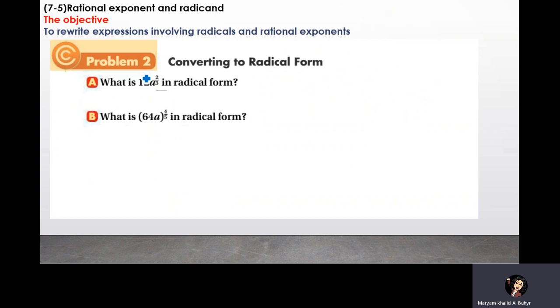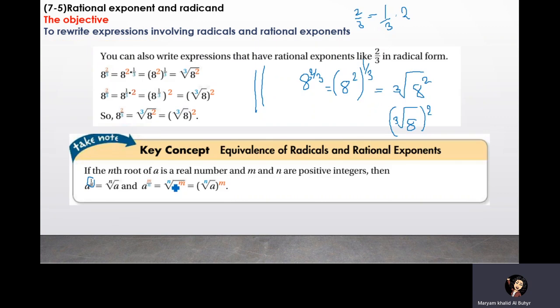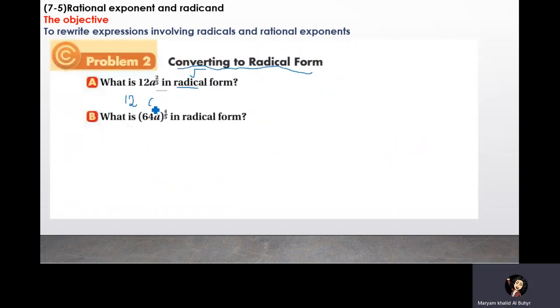So in the coming problems, we need to convert from exponential form into radical form, which means the root. You will write the root, it depends on what you have. So for this problem, we can say 12, this is a basic and easy problem. As we just learned in the key concept, we will apply this one. We have to say a to the power 2. And I have to put my radical symbol, and then, as I said, the denominator of my power will be the degree of my root. And I'm done. Like that, I'm done.